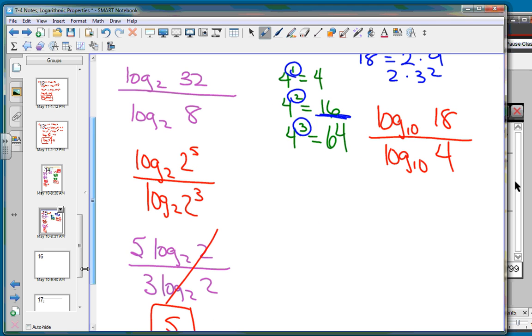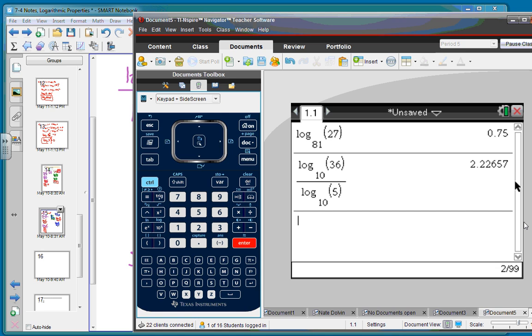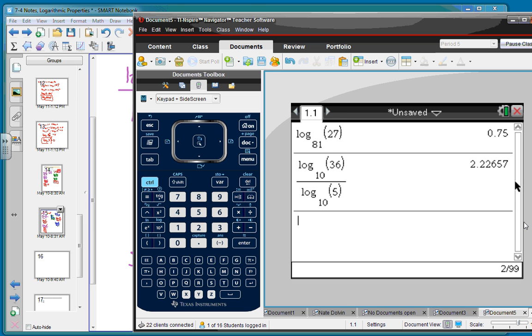Now, what is ugly about that? I shouldn't have the 10s there. The 10s are simply there to make sure you guys are with me on that. And so now I'm going to go over here and type that in. So control 10 to the x, 10 of 18, arrow to the right.